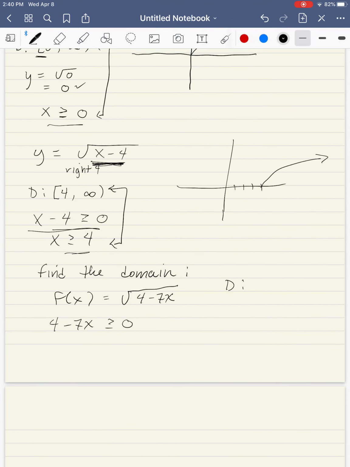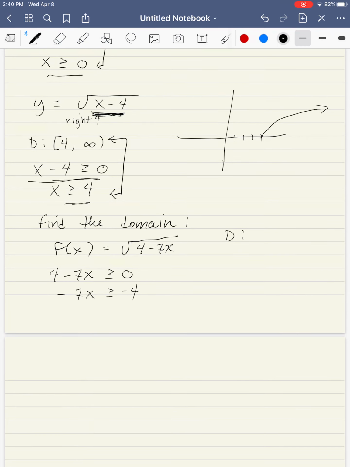So we see that if we solve this inequality, we have 4 minus 7x is greater than or equal to 0. We can subtract 4 from both sides. That does not change the direction of the inequality. But then at my next step, I'm going to divide by negative 7. And remember that dividing or multiplying by a negative number switches the direction of the inequality. So when I divide both sides by negative 7, my inequality reverses direction, and I have negative 4 over negative 7, so x is less than or equal to 4/7.